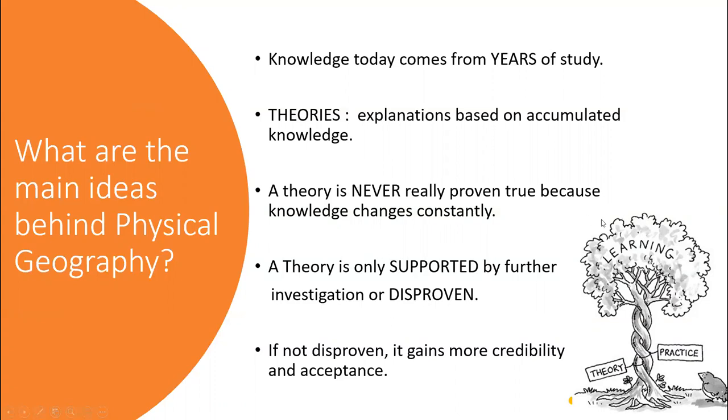So I really like this one here. But anyway, I'll explain later. If the theory is not disproven, then it gains more credibility and acceptance, right? So theory and practice together make learning. You have a beautiful tree that has two different things that make it a much stronger tree here, right? Because you have theory and practice. I really like that image.